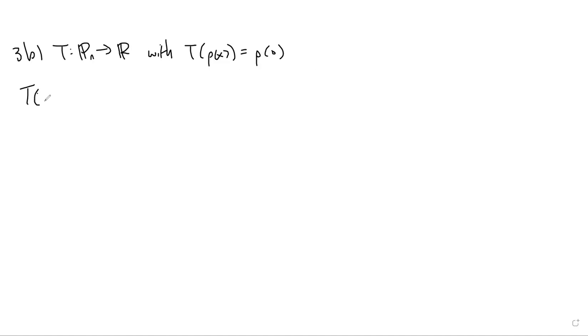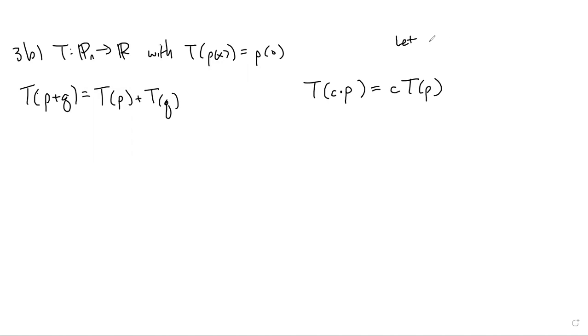So that T of, I guess we would say, p plus q equals T of p plus T of q, and that we can pull out a scalar multiple, so T of c times p equals c times T of p, where p and q are polynomials. So I'll let c be a scalar, so a real number, and p and q are going to be polynomials. And we don't necessarily know what this Pn is. So we have to show this and show this.